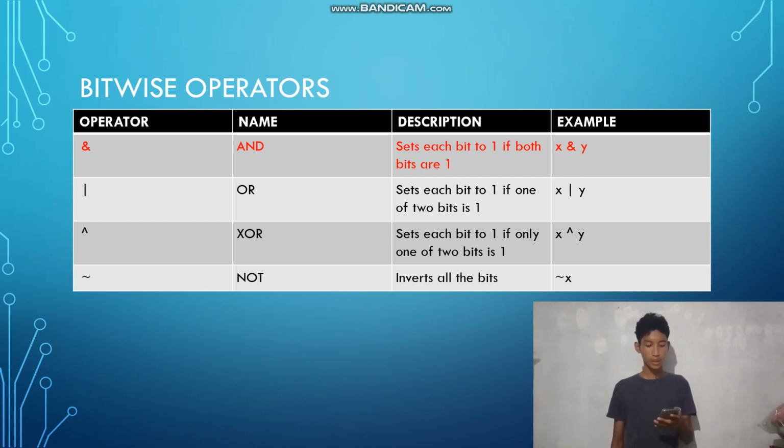The AND bitwise operator in Python performs a bitwise AND operation on each pair of corresponding bits of two integers and results in a new integer where each bit is set to 1 only if the corresponding bit in both operands is also 1. Otherwise, the result bit is set to 0.